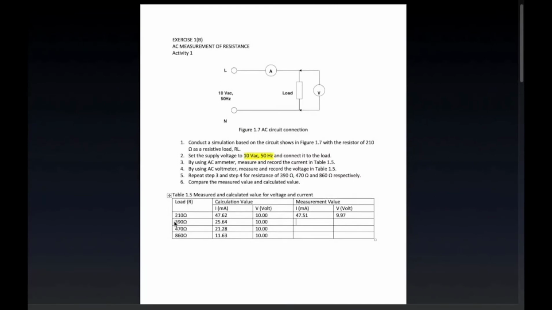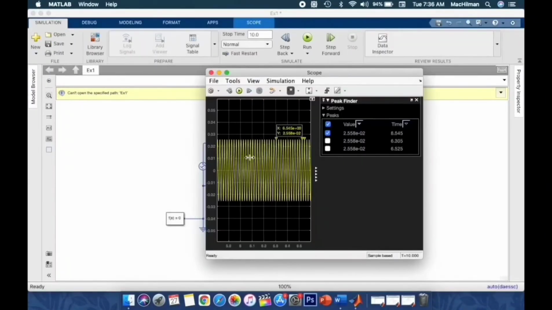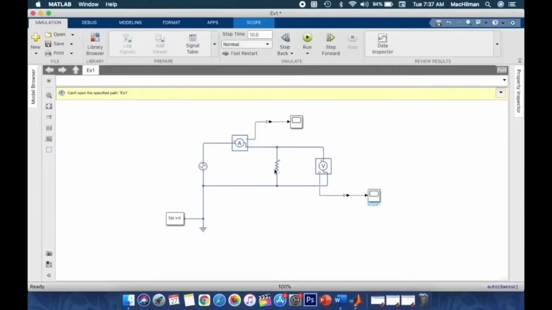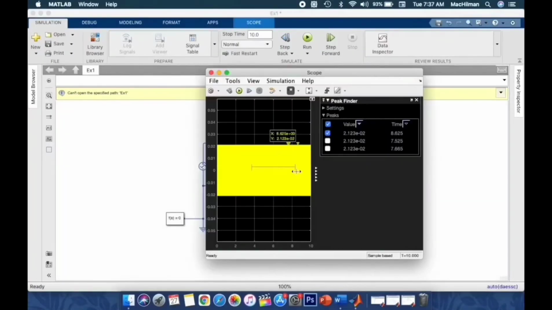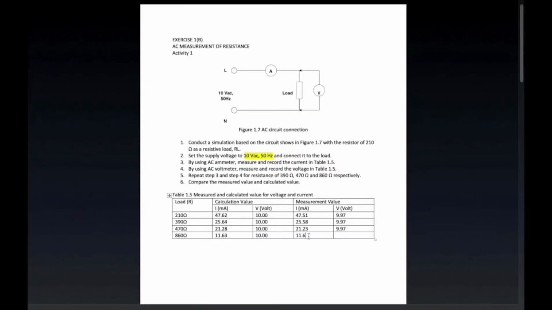Now I will be doing 390 ohm, 470 ohm and 860 ohm. Okay, done. For conclusion, we can see that as the resistance increases, the current will decrease. This is because resistance is inversely proportional to current.